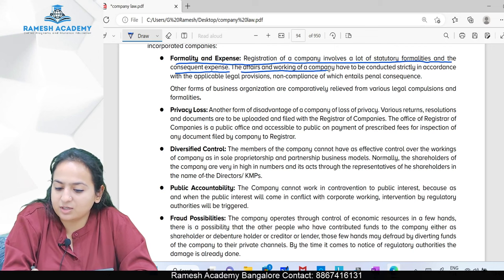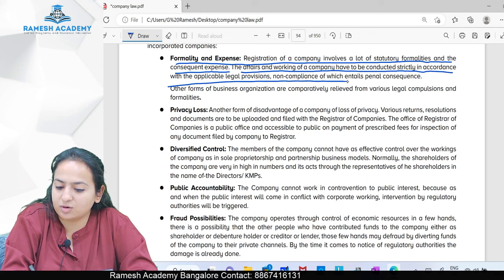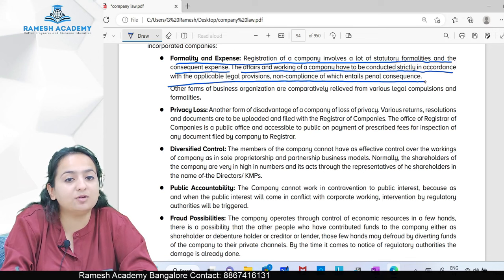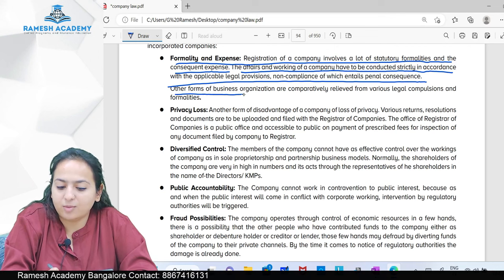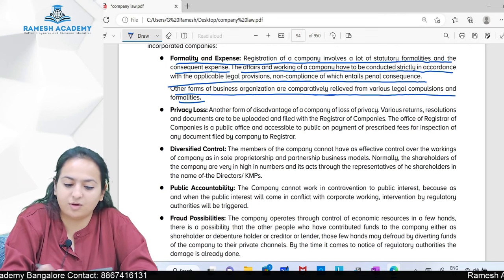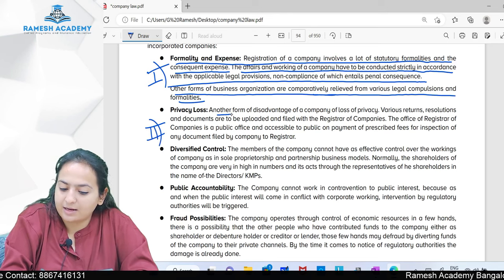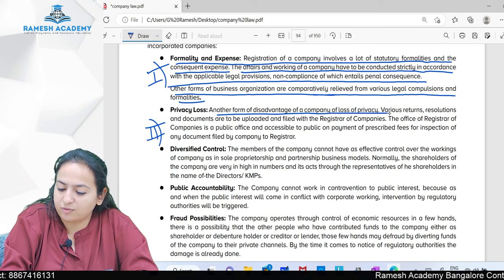The affairs and working of the company have to be conducted strictly in accordance with the applicable legal provisions, non-compliance of which entails penal consequences. If you don't comply with the provisions, there are penal consequences. Other forms of business organization are comparatively relieved from the legal compulsion and formalities. First point. Second is loss of privacy. Another disadvantage of a company is the loss of privacy.